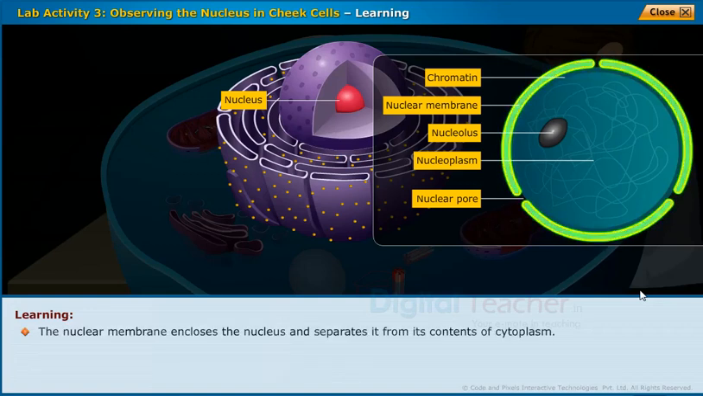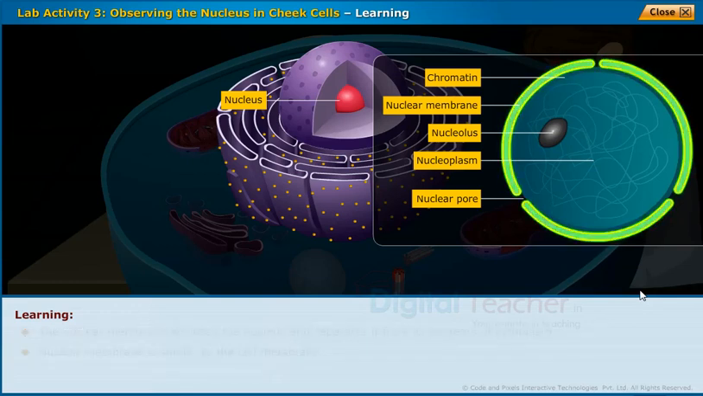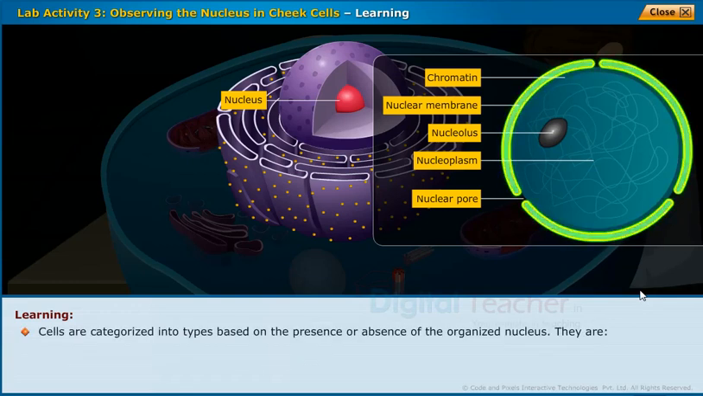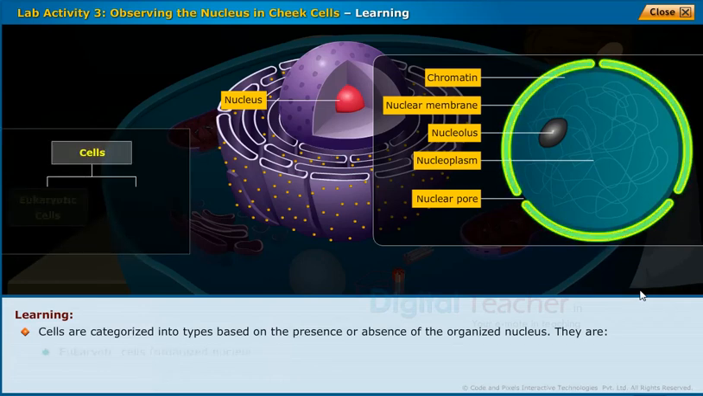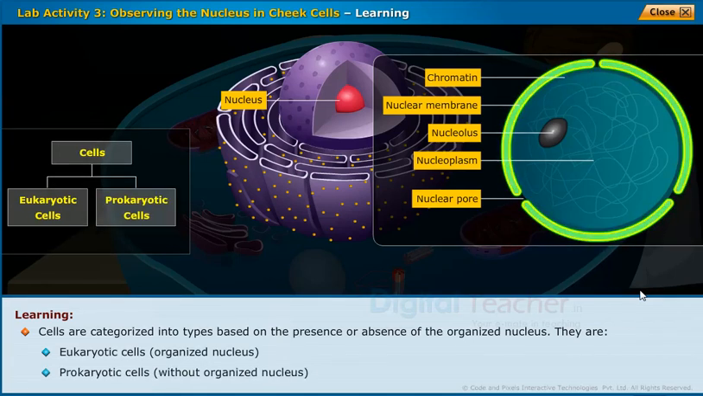The nuclear membrane encloses the nucleus and separates it from its contents of cytoplasm. Nuclear membrane is similar to the cell membrane. Cells are categorized into types based on the presence or absence of the organized nucleus. They are eukaryotic cells, with organized nucleus, and prokaryotic cells, without organized nucleus.